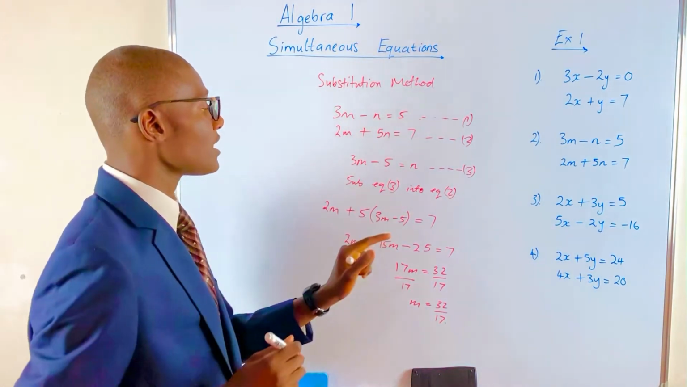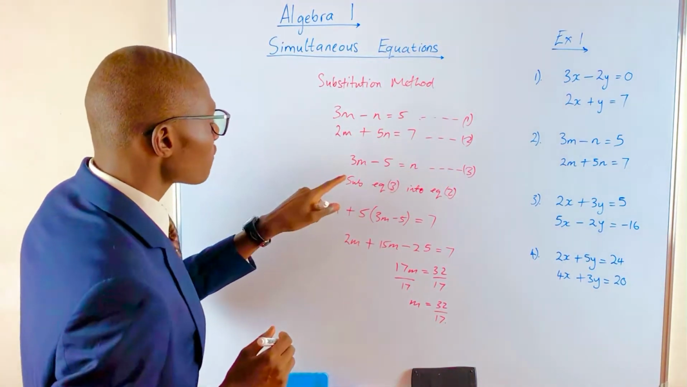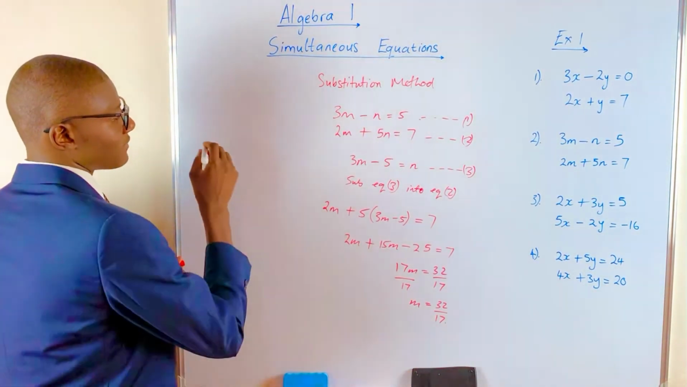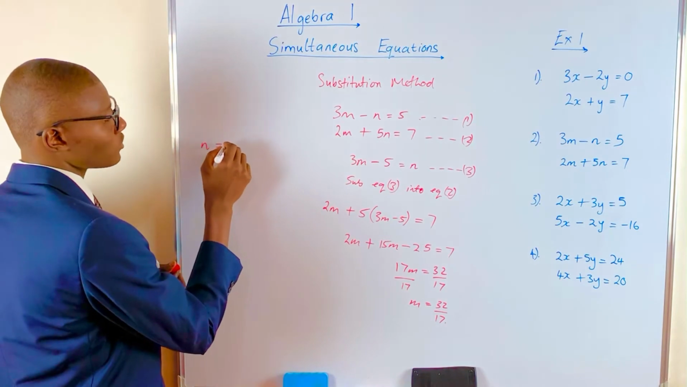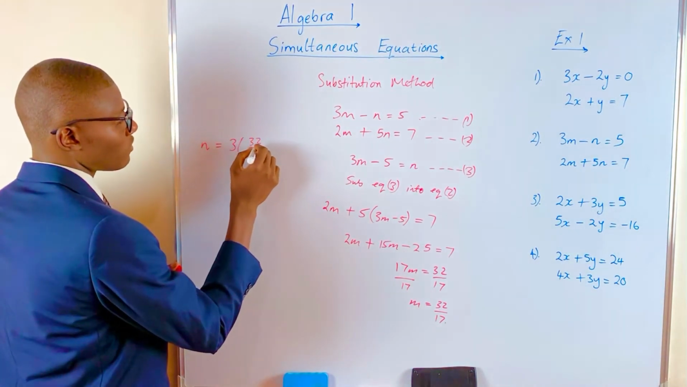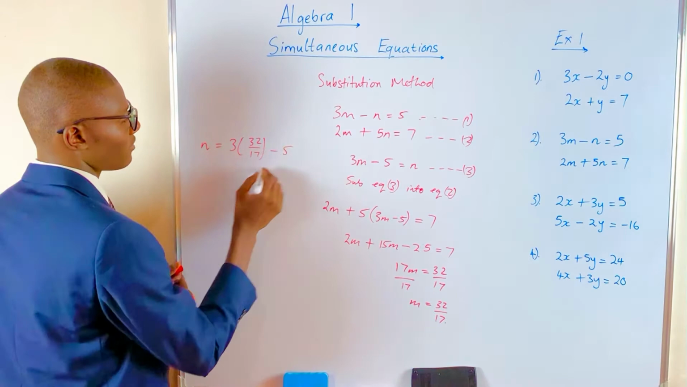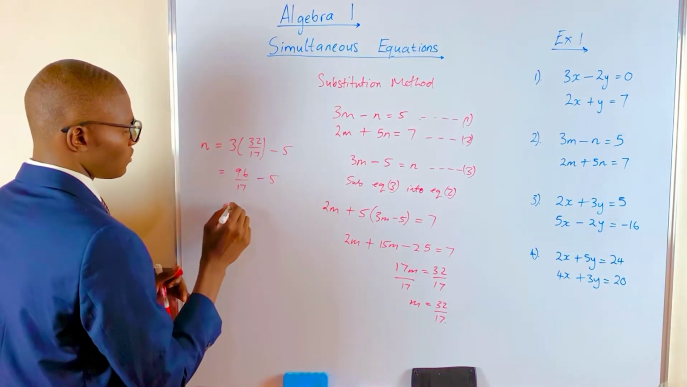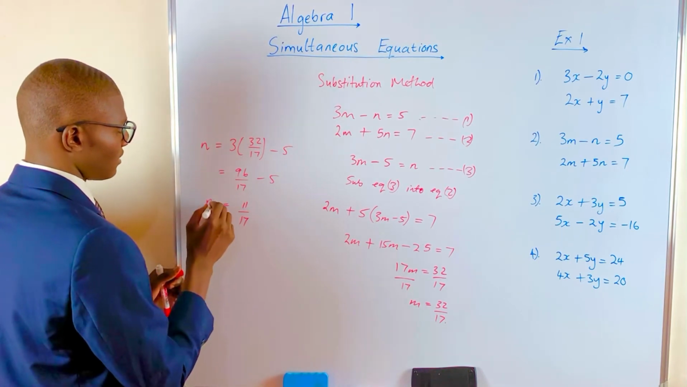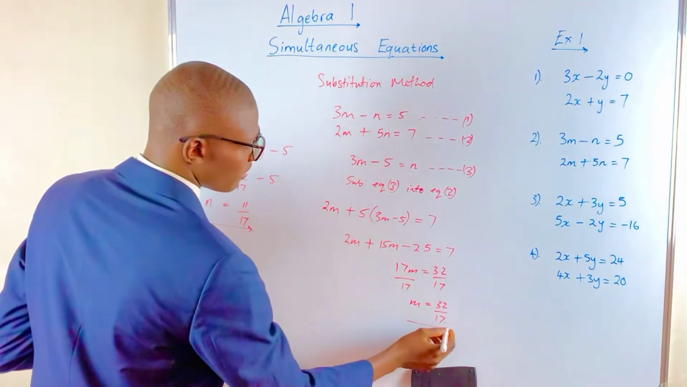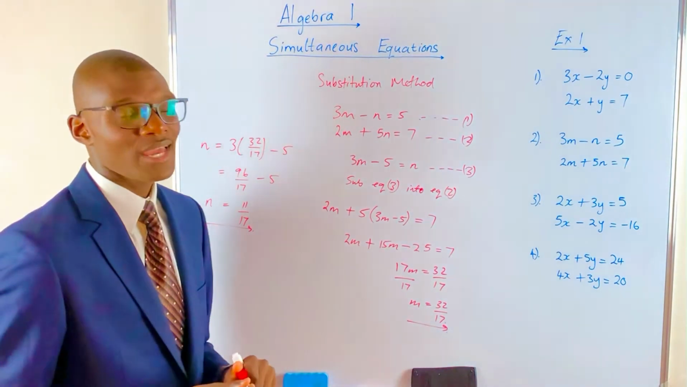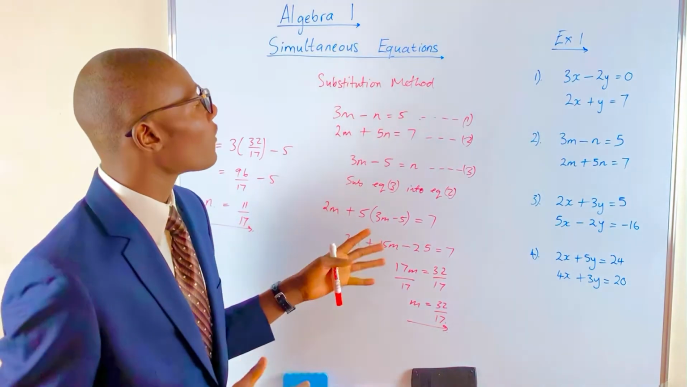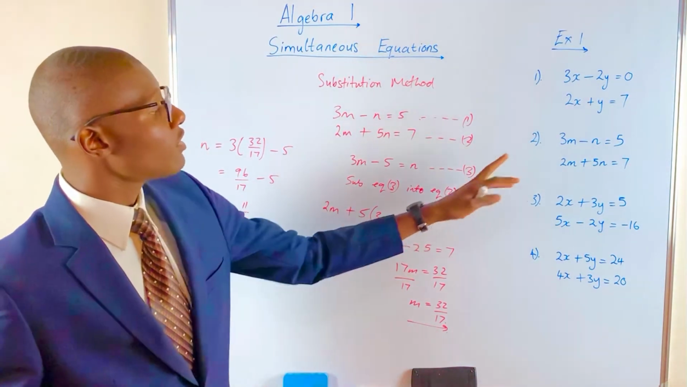Now next task, we have to solve for n. Solving for n, in place of m, we are now putting 32 over 17, such that n is equal to 3 times 32 over 17 minus 5, which is 96 over 17 minus 5, which will give us 11 over 17. So this would be the value of n when m is 32 over 17. This is also how we apply the substitution method for number 2.